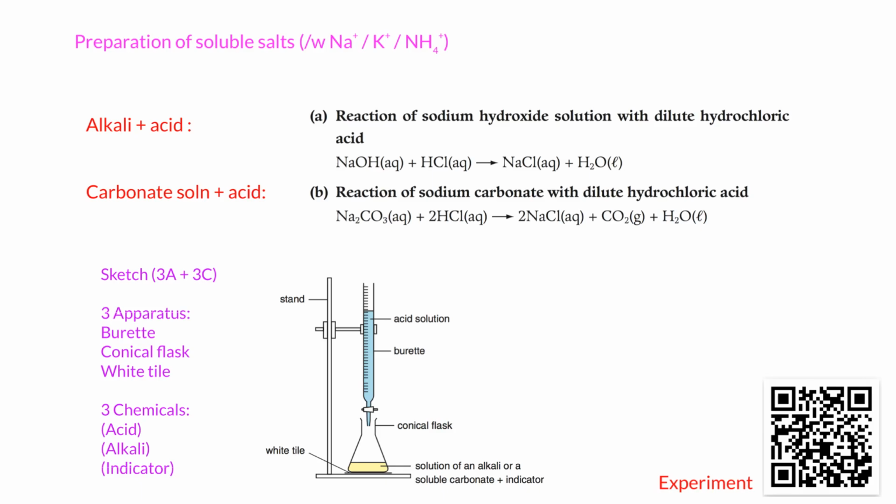For preparation of these salts, we have two kinds of reactions. First of all, we can have alkali mixed with acid. If you still remember, alkali means soluble base. That means in the process of alkali plus acid, we have two solutions mixing together. For example, if we want to prepare sodium chloride, we can mix sodium hydroxide, which is an aqueous solution, with an acid, hydrochloric acid. When these two mix together, they will form sodium chloride.